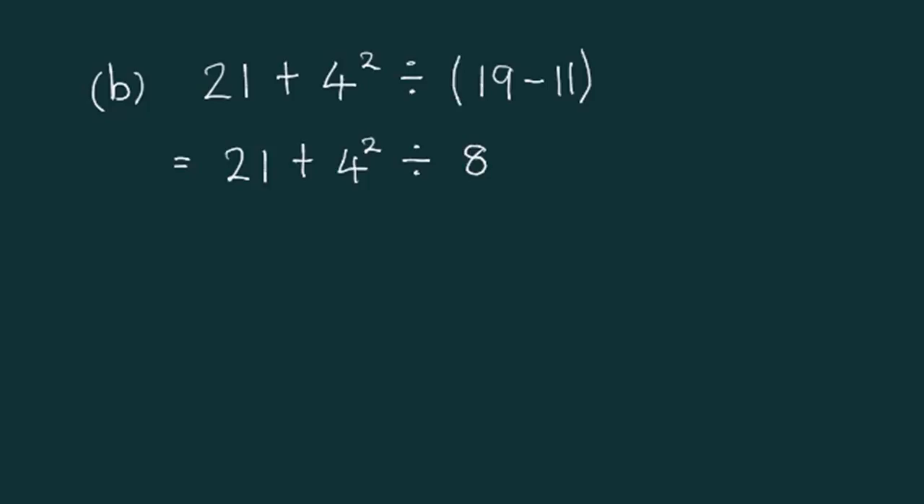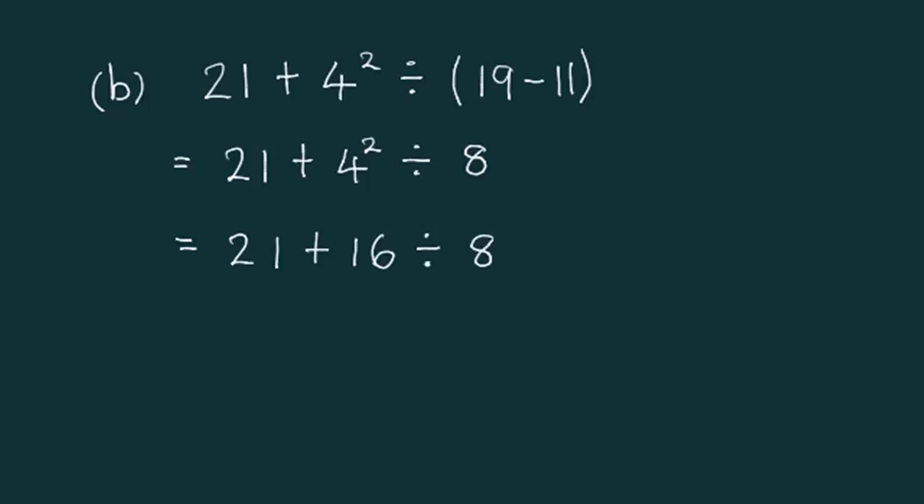Next, from the bracket comes the order. The order, remember, we say that's the power. So we've got, in this case, this 4 to the power of 2. So that's next in line according to our order of operations. So we simplify the power, so it becomes 21 plus 4 squared is 16. So we get 16, and it's divided by 8.